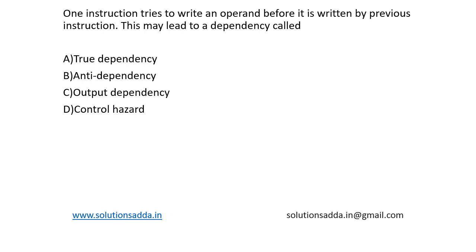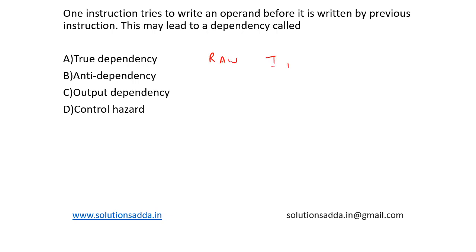This is a previous ISRO question. One instruction tries to write an operand before it is written by previous instruction. This may lead to a dependency called A, true dependency, B, anti dependency, C, output dependency, D, control hazard. What is true dependency? It is also called read after write dependency.